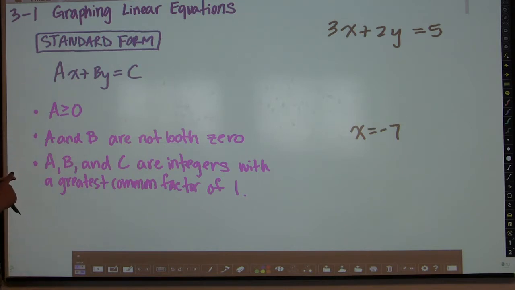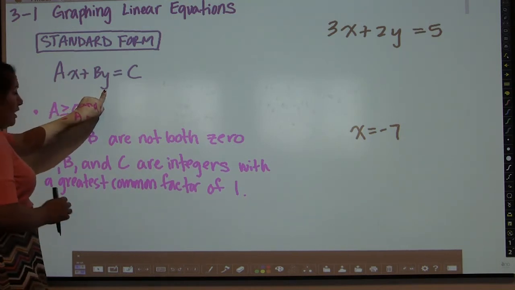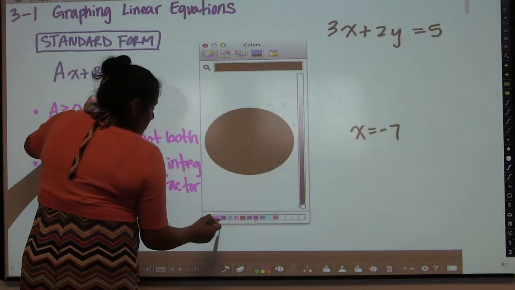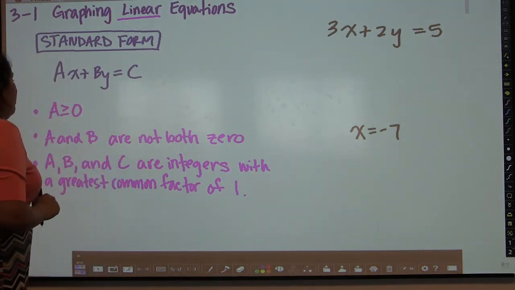A couple things I want to say about standard form. The variables, the x and the y in this case, both have an exponent of 1, x to the 1 power, y to the 1 power. You can't have x squared, y cubed. It has to be x to the 1 power, y to the 1 power. To be linear, you have to have x to the 1 power, y to the 1 power.